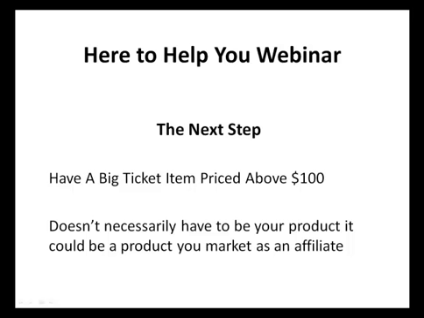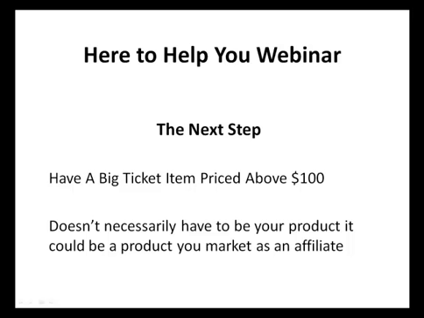Now, the next step after you have those three is to have a big ticket item. Like I said, this training is not about having a big ticket item, but after you've determined that you have three pages up online for products that will sell if you drive the right kind of traffic to them, eventually you do want to have a big ticket item in your sales funnel. I'm talking about an item that sells for $100 or more. It doesn't necessarily have to be your own product. It could be a product that you're marketing as an affiliate, but the goal is to collect $100 from each sale.